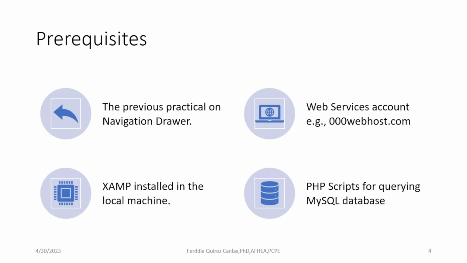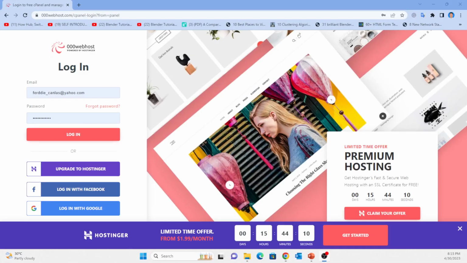Or if you don't have the account, you can test your application using your local machine, and you can use your XAMPP application installed into your laptop. And of course, we need our PHP scripts for querying our MySQL database. For testing purpose, you can go to 00webhost.com, and this is good for testing your application before you deploy it with your actual web server and before you deploy it with your actual database.